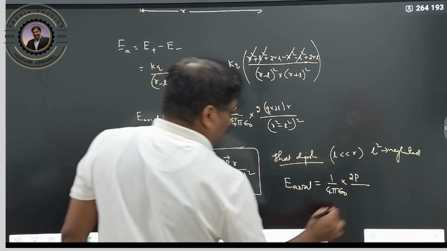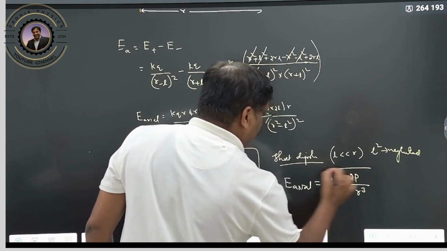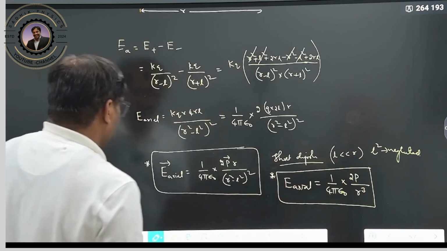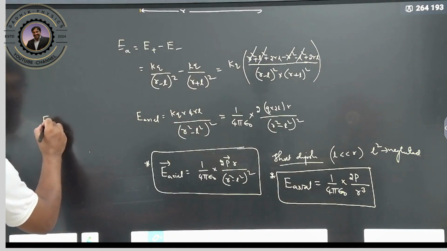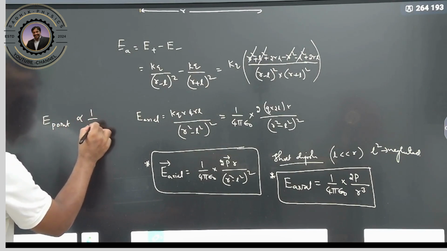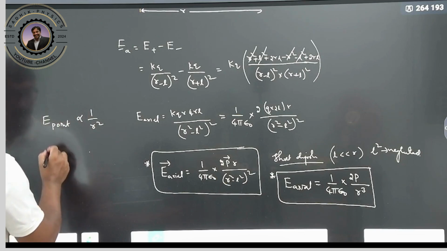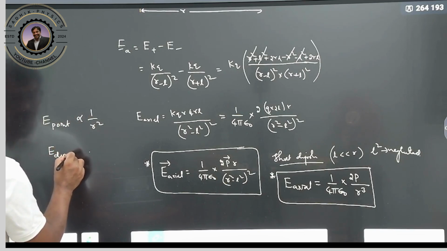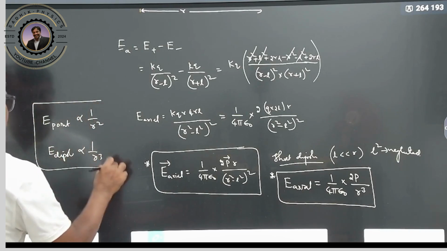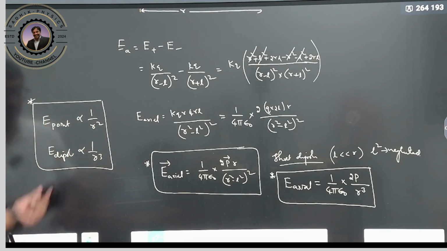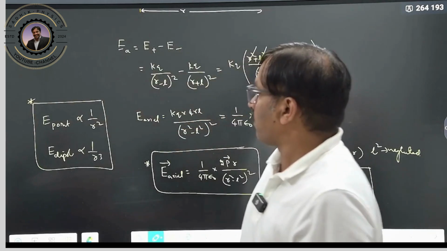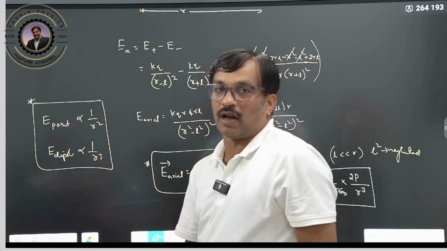So therefore it will be r cube. Electric field due to the dipole, so this is very important. Electric field due to a point charge is inversely proportional to the square of the distance. Electric field due to the dipole is inversely proportional to the cube of the distance. Why is the electric field falling very quickly in the dipole? Because it is inversely proportional to R cube.